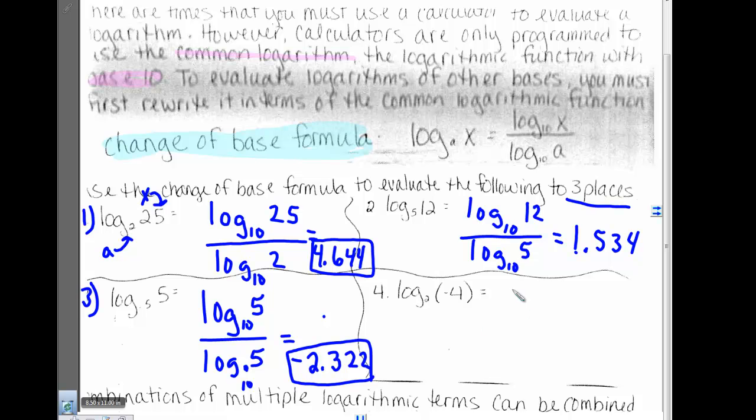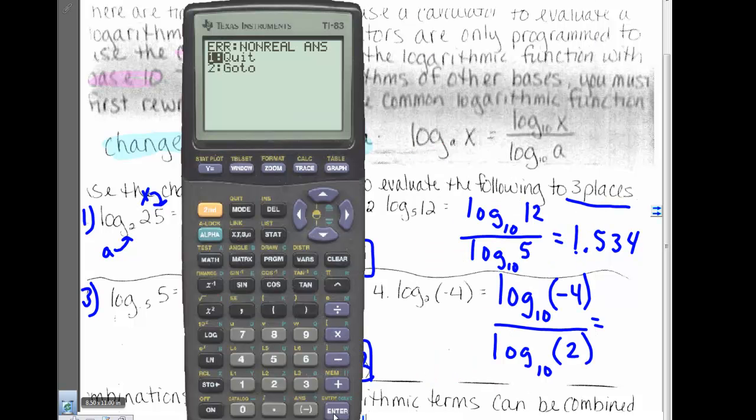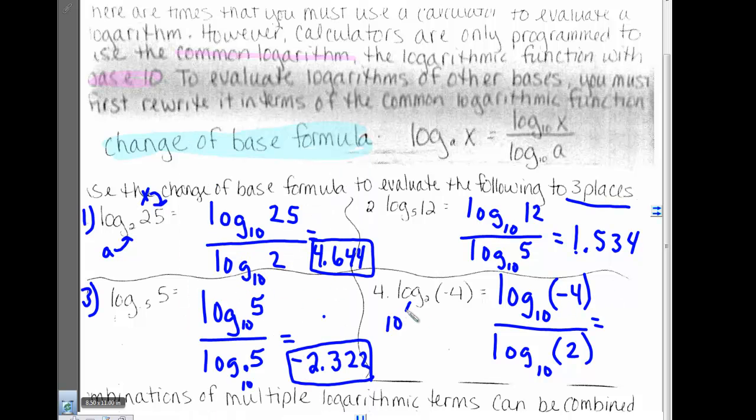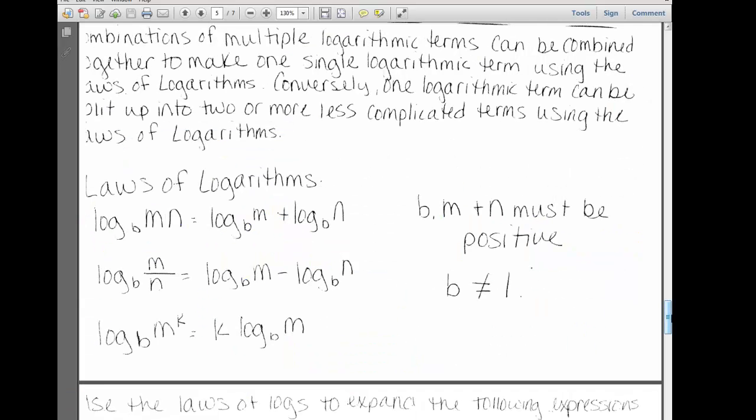Example 4. First rewrite this in terms of the common log, and now put it in your calculator, and I get a non-real answer. Because this is a negative 4, remember I can't raise. If I was to rewrite this, that would be 10 to some power equals negative 4, and this right here makes this not possible.